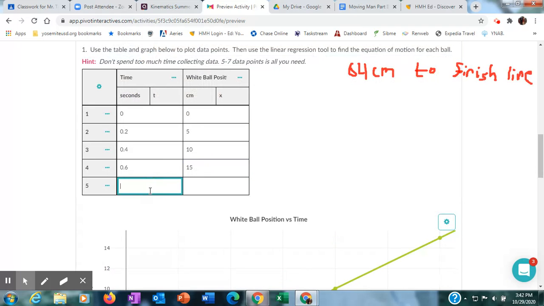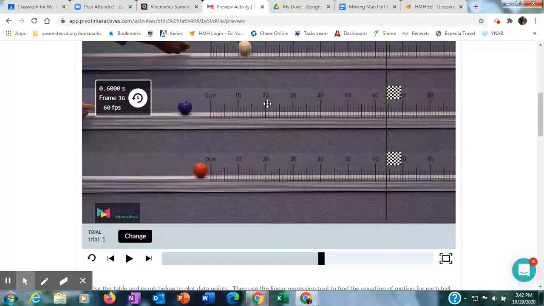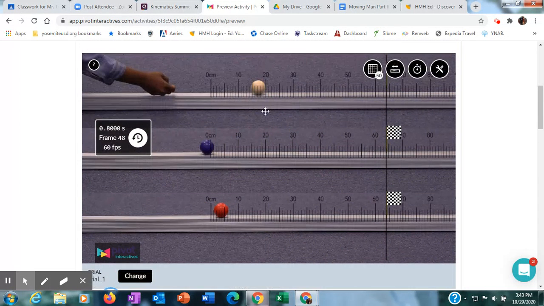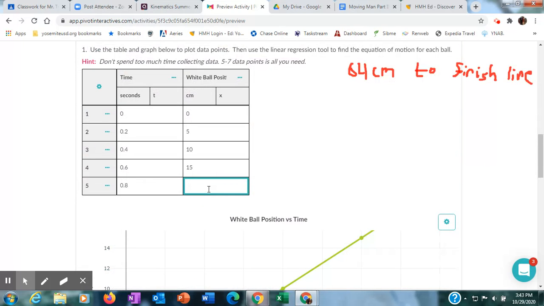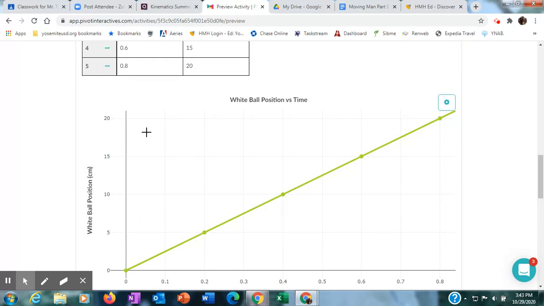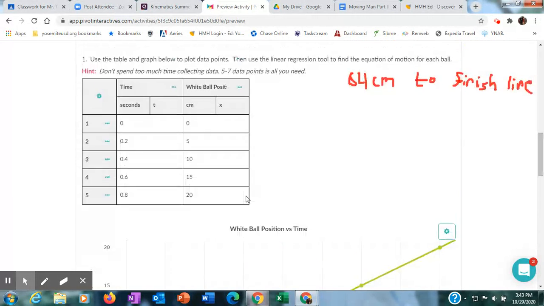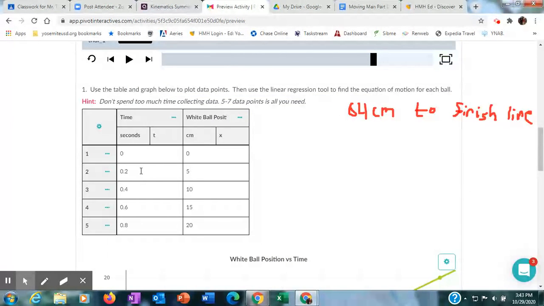All right, and we're not going to guess what that last one is going to be, but we're going to continue doing this. And at 0.8, it looks like I'm at 20 centimeters. Okay, so in this case, it kind of already automatically did this for me, which is kind of nice. But it's not increasing per second, right? So it's doing 5 centimeters. It looks like it's increasing by increments of 5 centimeters per 0.2 seconds.